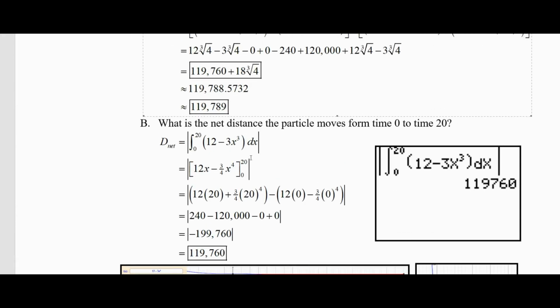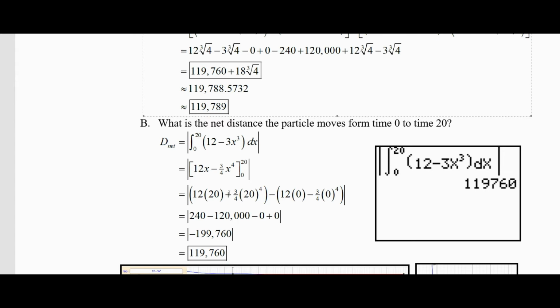Now, the net distance the particle travels is the absolute value of the integral. Now this time we don't have to worry about the absolute value at the end, so it doesn't affect our integral. Once again, the antiderivative is 12x minus 3x to the fourth. We go from 0 to 20, which is worked out here. These two are 0. Again, that's 120,000.